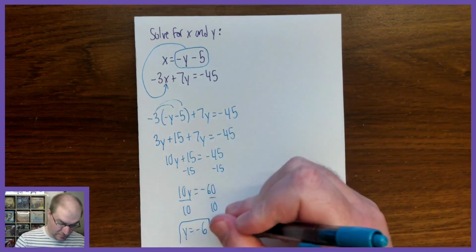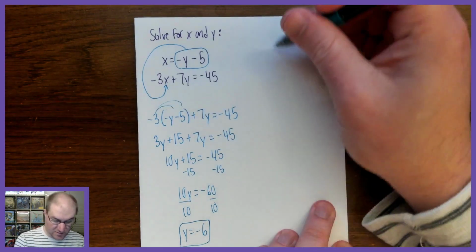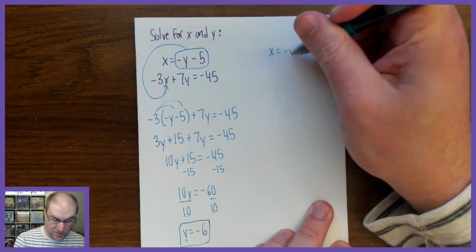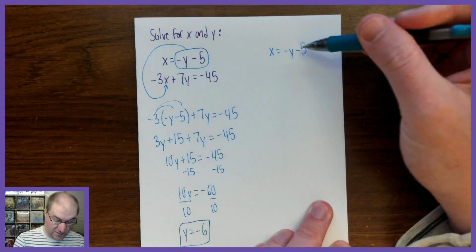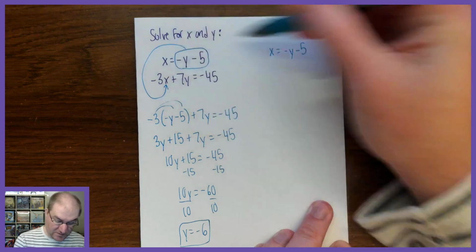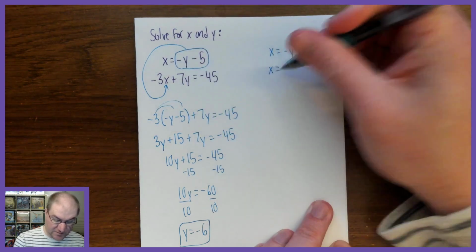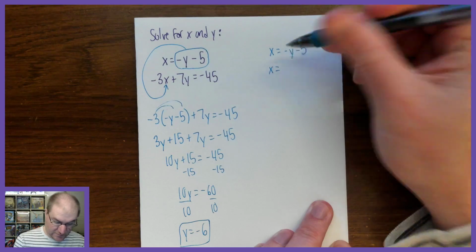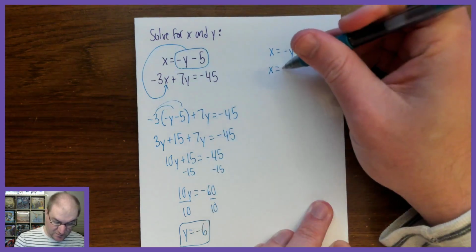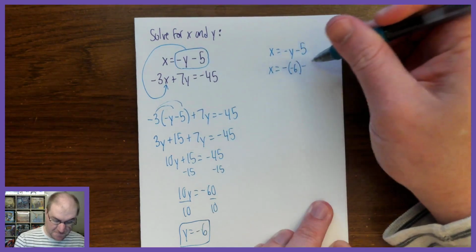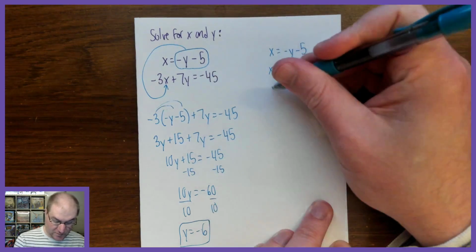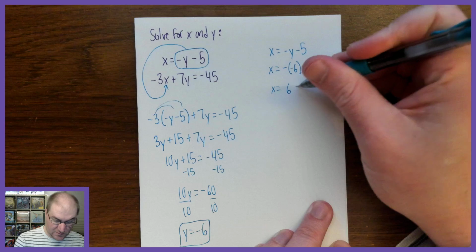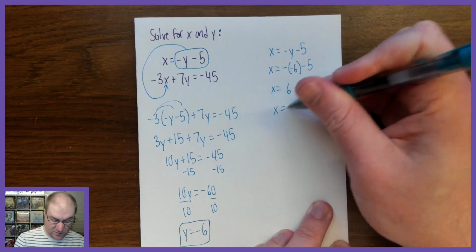So now I'm going to use that information to find x. I'm going to use the top equation. Doesn't matter which equation you use, but this top one is going to be so much easier because the x is already alone here. x equals negative negative 6 minus 5. I'm going to write it out so you can see it. It says to make y negative, and it's already negative, so really it's just 6 minus 5, x equals 1.